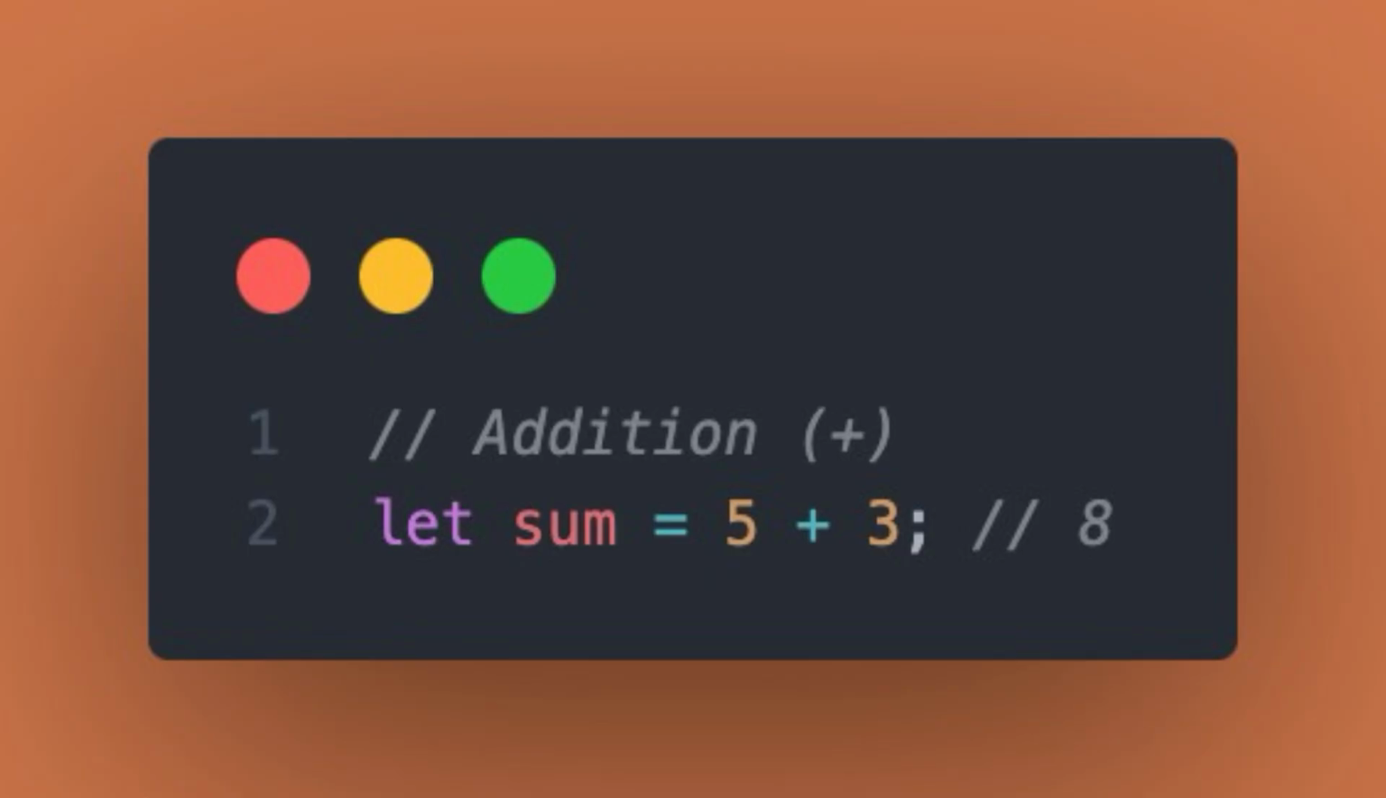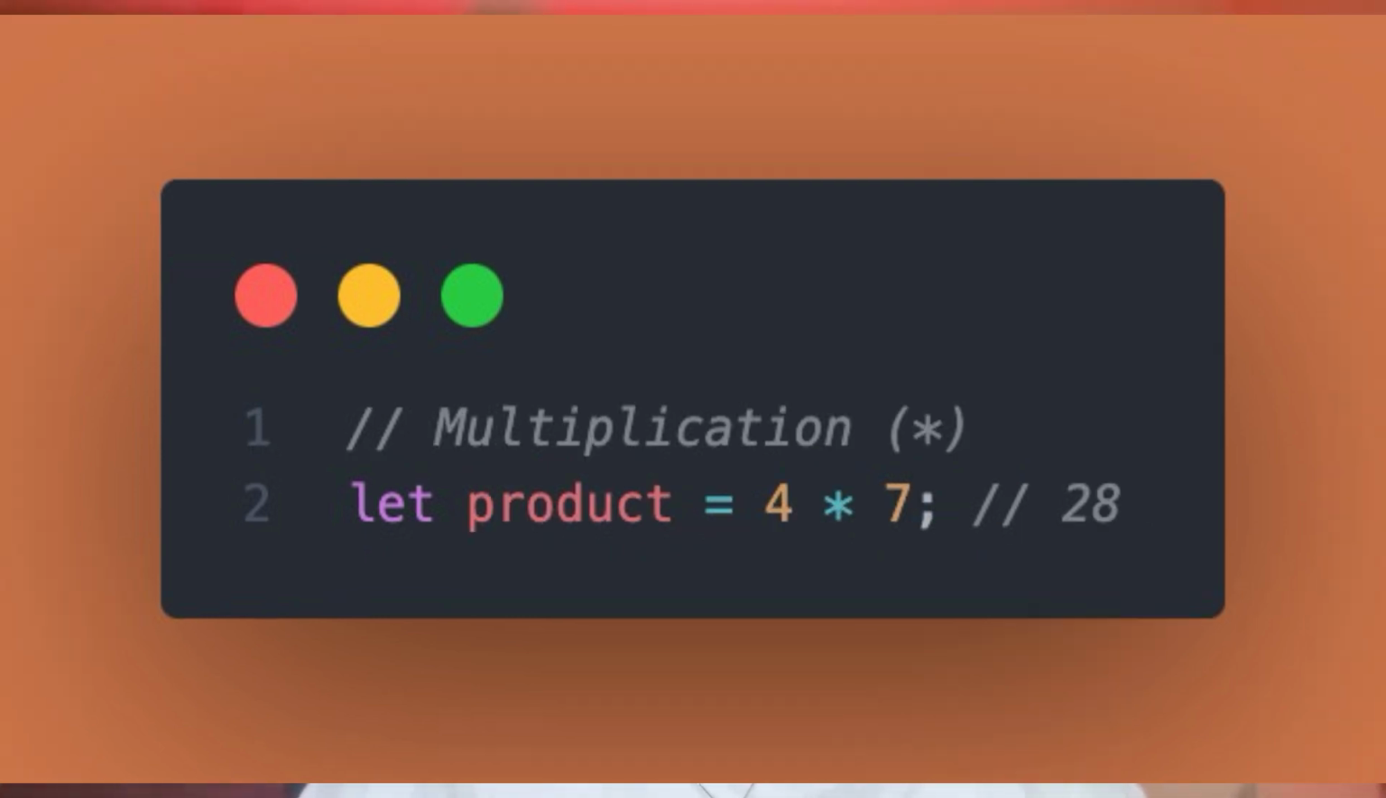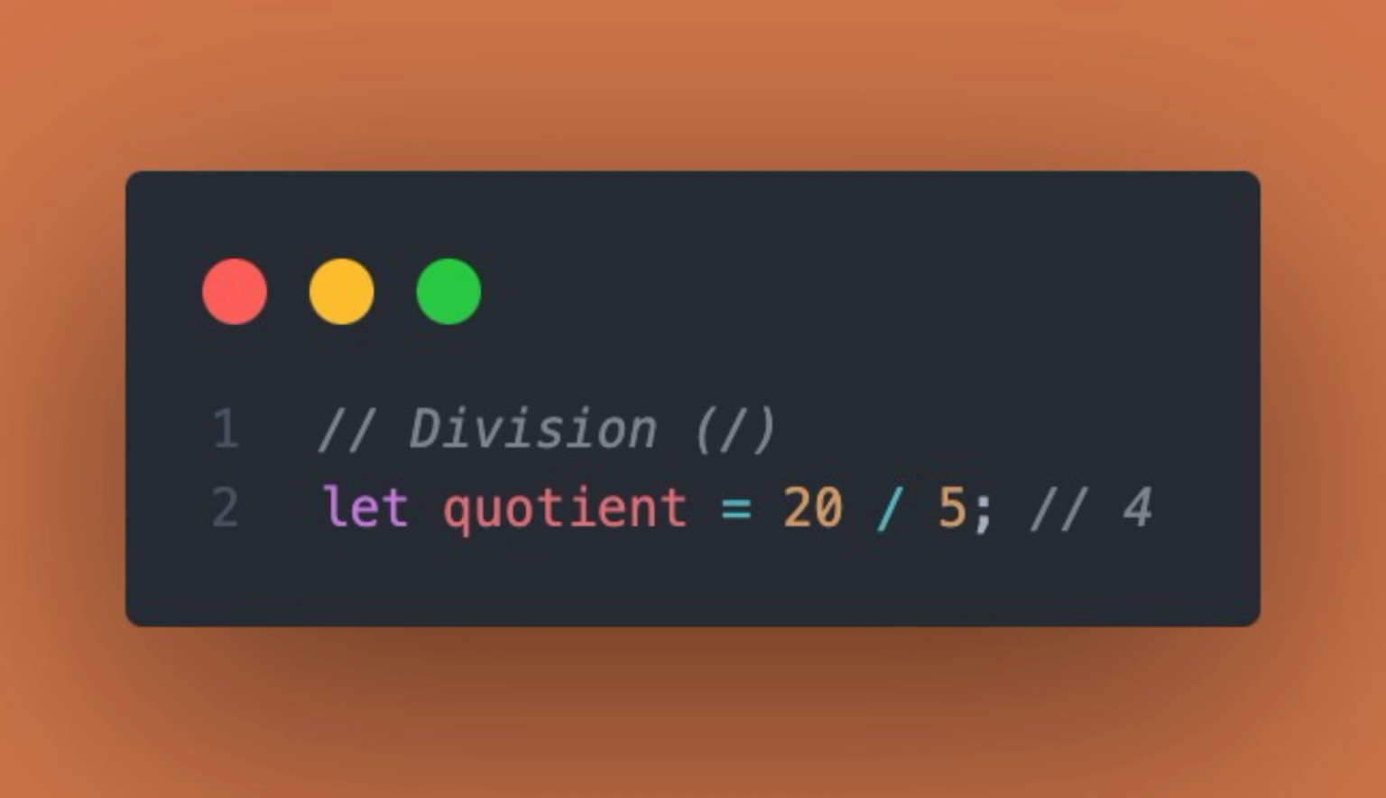We have addition, plus: let sum = 5 + 3, sum will be 8, just the same way our normal addition works. And then we have the subtraction operator, the minus: let difference = 10 - 6, our answer will be 4. We have multiplication that uses the star sign: let product = 4 * 7. If you do 4 times 7, that operator is going to return the product for you. And then we have the division operator, 20 / 5, that will give you 4.